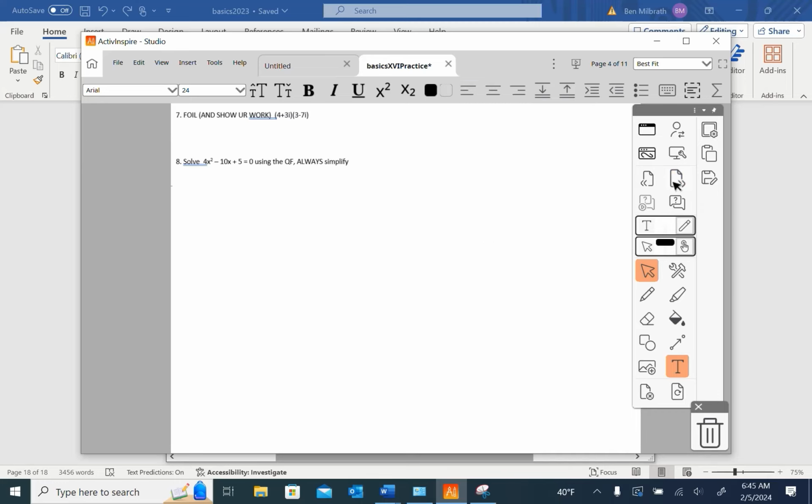7, FOIL and show your work. So it's better known as the double distributive property. Let's see, I'll do this down here so I have some writing room. I'm going to do 4 times 3 plus 4 times negative 7i plus, and pay attention where my cursor is going, 3i times 3 plus 3i times a negative 7i.